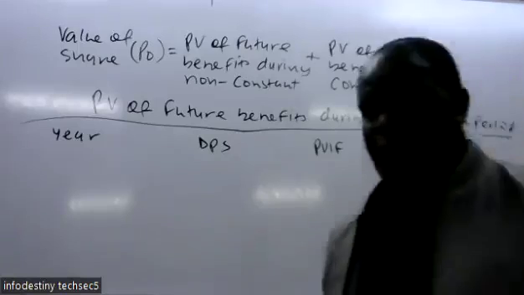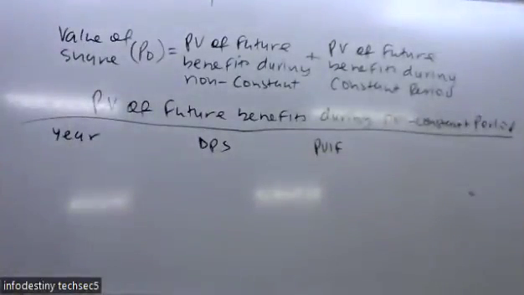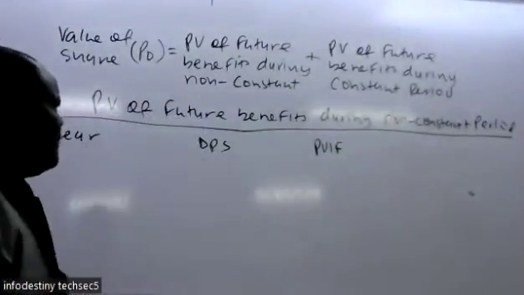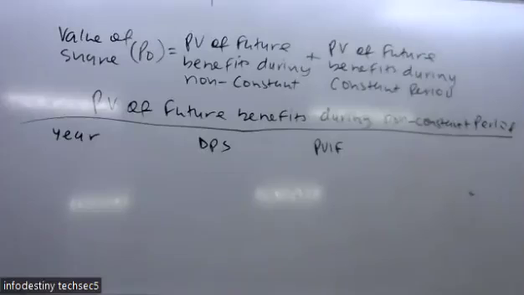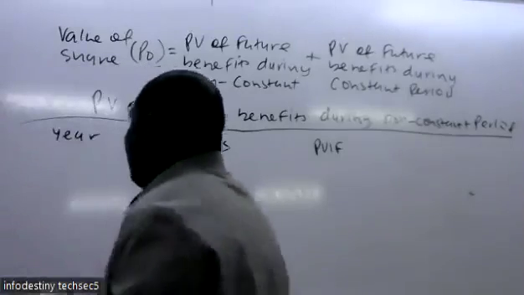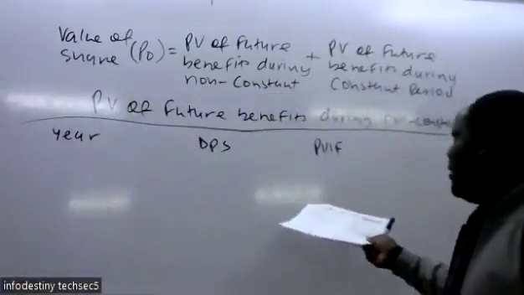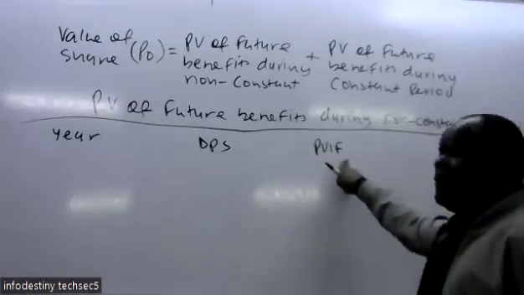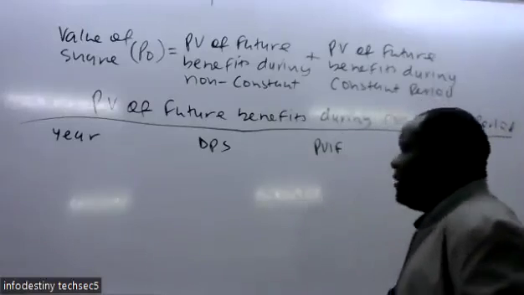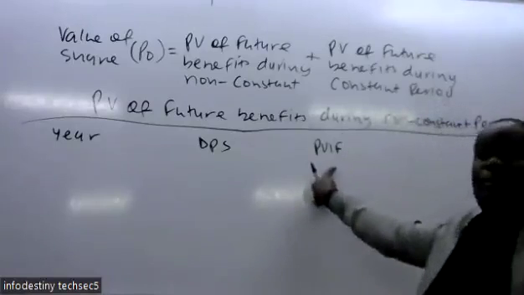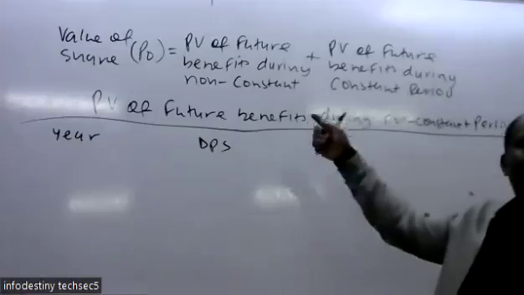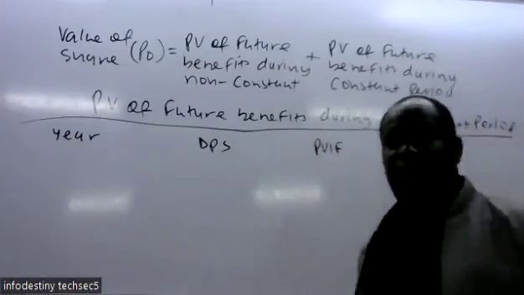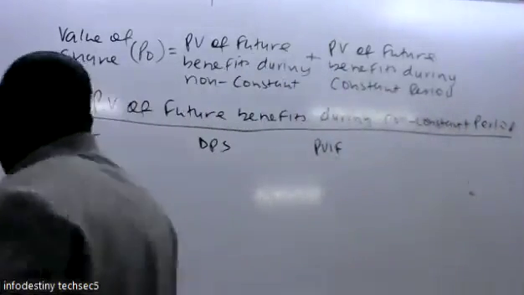So we need to get the present value for the future benefits during the non-constant period. We have said that we shall be having the year, dividend per share, and the present value interest factor. This is normally the cost of capital in the period end, so that we get the present value. But the cost of capital should be the cost of equity, which has not been given. You need to calculate it. So you can leave a small space.